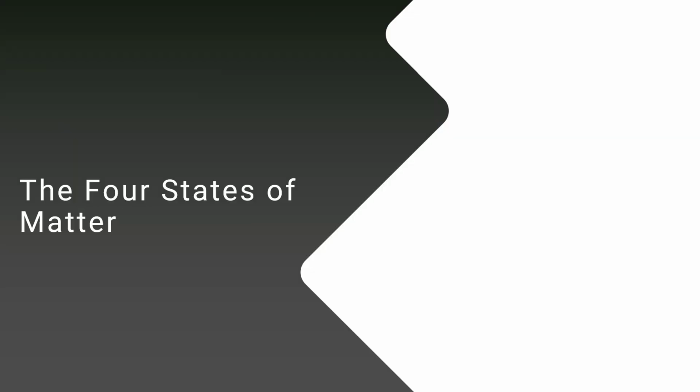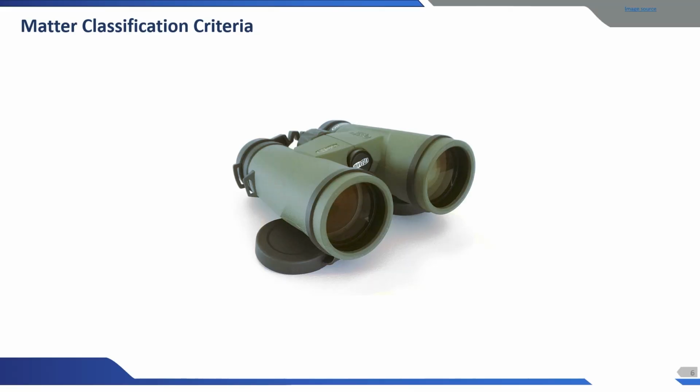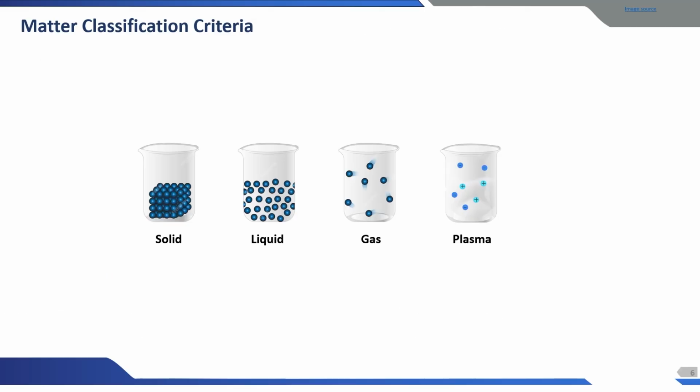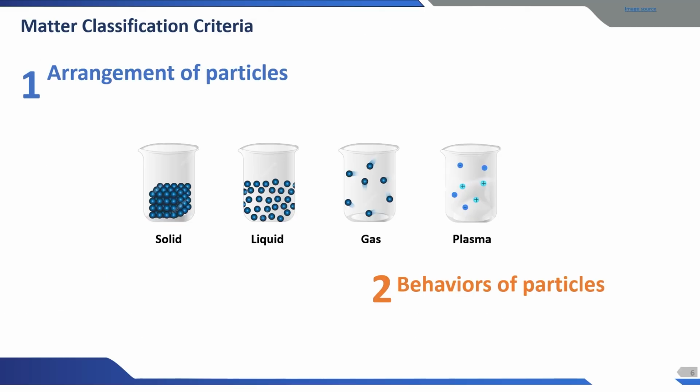The four states of matter refer to the distinct forms in which matter exists, and all of these states are actually observable in everyday life. Matter can exist in the states of solid, liquid, gas, or plasma. These four states are distinguished by the arrangement and behaviors of the particles.